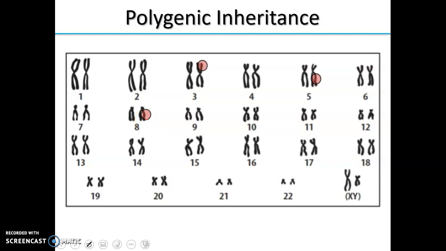Pop quiz. What are chromosomes 1 through 22 called? Do you remember? I am so hoping that you said autosomes and so hoping that you didn't remember the word in the chapter and then forget about it.